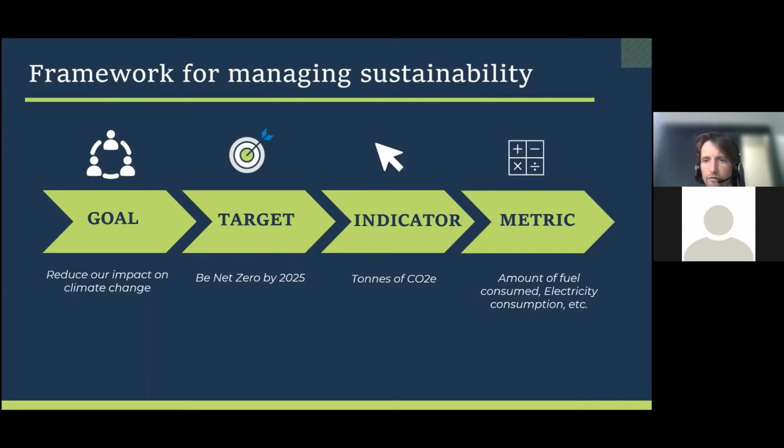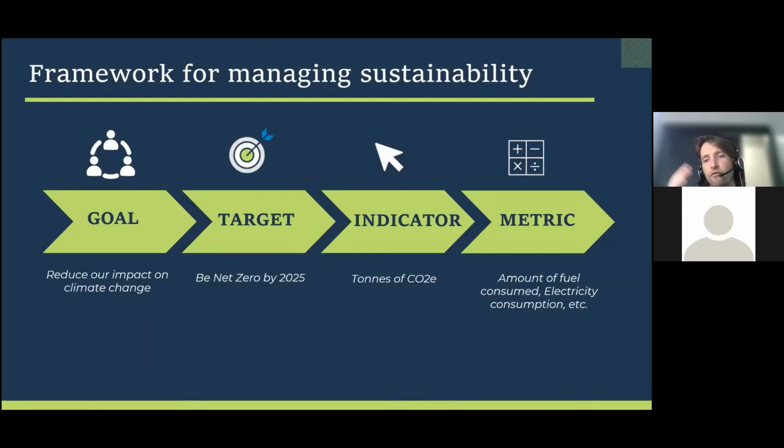From that, you develop indicators. So to be net zero by 2025, the indicator is, what are our tons of carbon emissions as an organization? Other types of indicators could be, as I said earlier on, our carbon emissions per £1 million of turnover, for example. That gives a normalization factor against it. It could also be percentage of waste going to landfill, or number of apprentices. Those are the types of indicators.